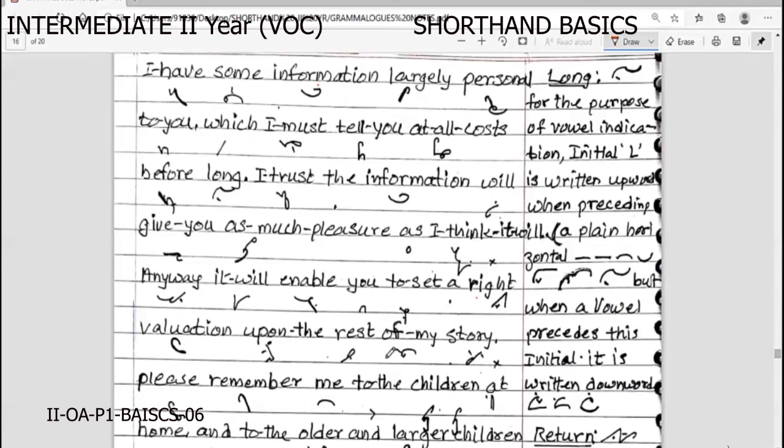"Of my": Grammalogue "of" to M, N, I: "of my". "Story": ST loop to O and Ray and E. Earlier I gave the explanation for "story": you write the same thing, not downward R. "Story" you write to Ray because final R is followed by a vowel. "Please": P-L through the line and circles. Remember, P-L through the line. "Me": M on the line. "To the": Grammalogue "to", tick "the": "to the".